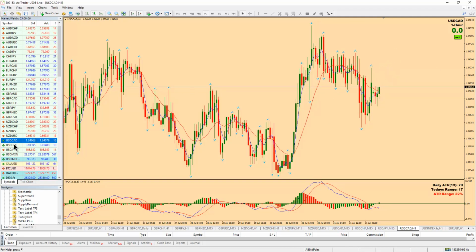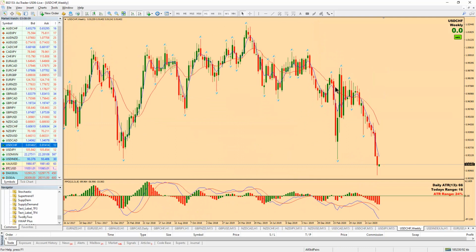USD Swiss, very strong move to the downside. Again, similar setup to the US dollar, and it's fallen to that level. We've broken through some support area, and we're looking at a little bit of a bounce here again as well.